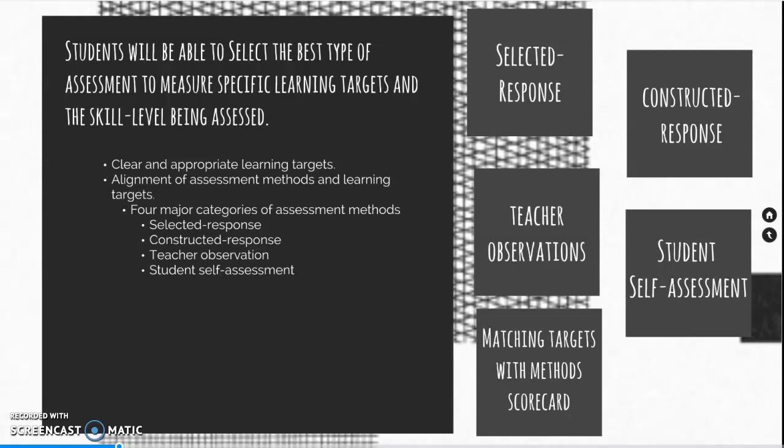Clear targets mean that both students and teachers understand the nature of learning that is expected and what student proficiencies will result. Appropriate targets are those that are reasonable and aligned with student characteristics, instruction, and standards. There are 4 major categories of assessment methods: selected response, constructed response, teacher observation, and student self-assessment. The major distinguishing characteristic of most classroom assessments is whether the items use selected response or constructed response formats.